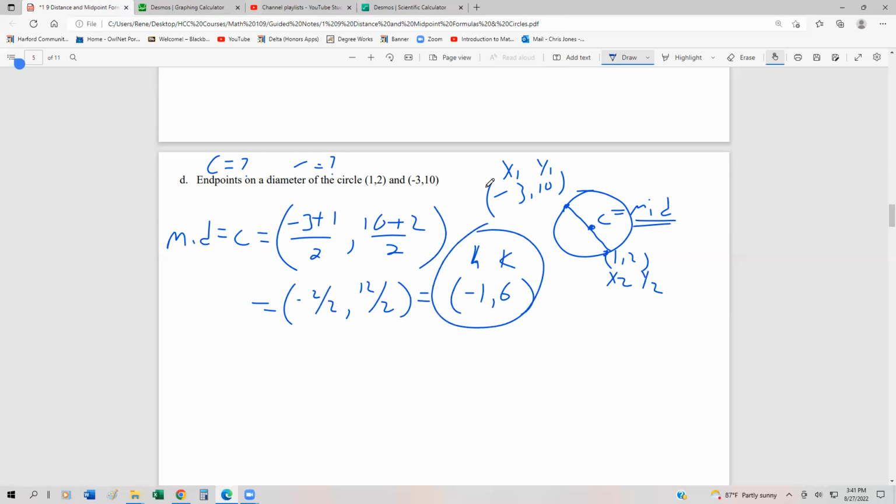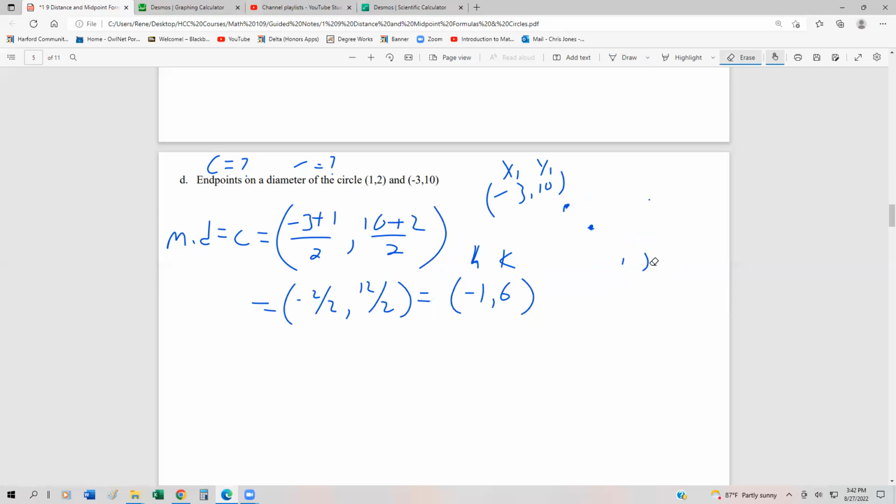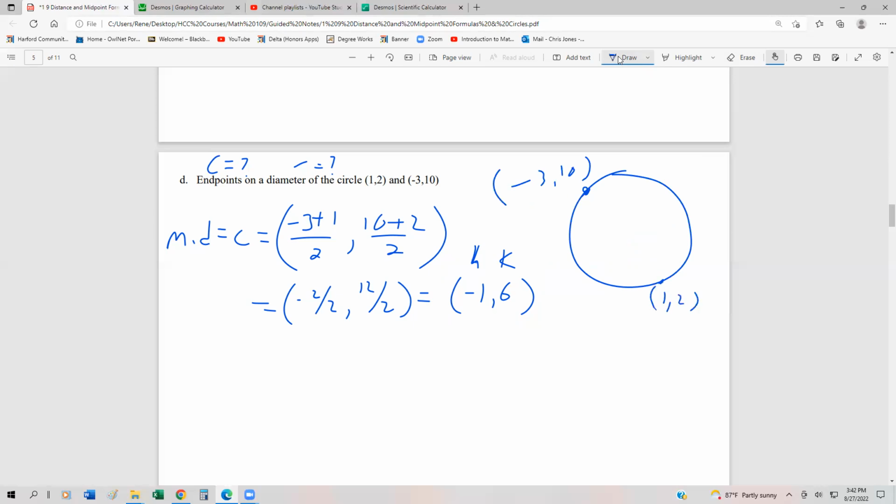Next thing we need to do is find the distance. Let me erase the entire thing. We can just replot it really quickly, just because I got a lot of stuff going on there. So we have our circle, and then we have this point up here, which was (-3, 10), and the point down here, which was (1, 2). And then we had the central point, which we called (-1, 6).